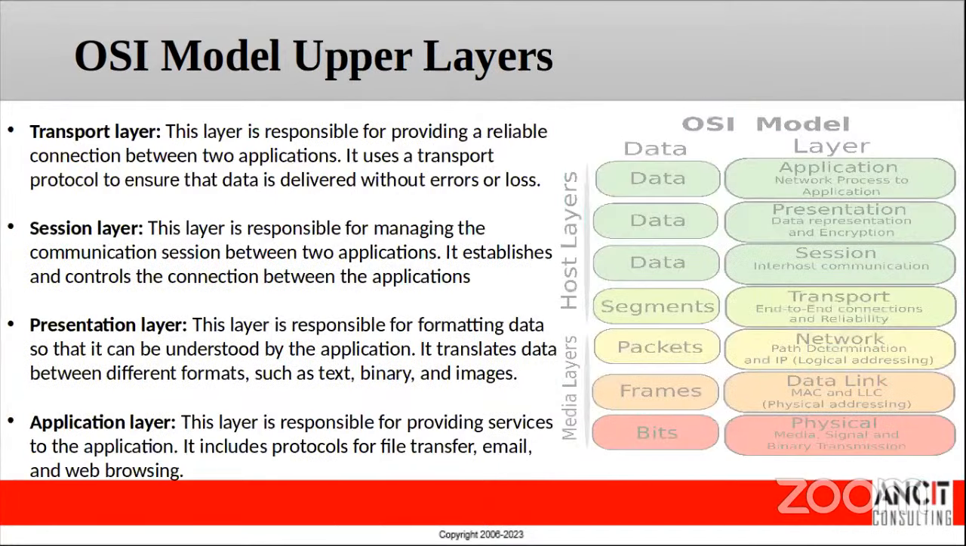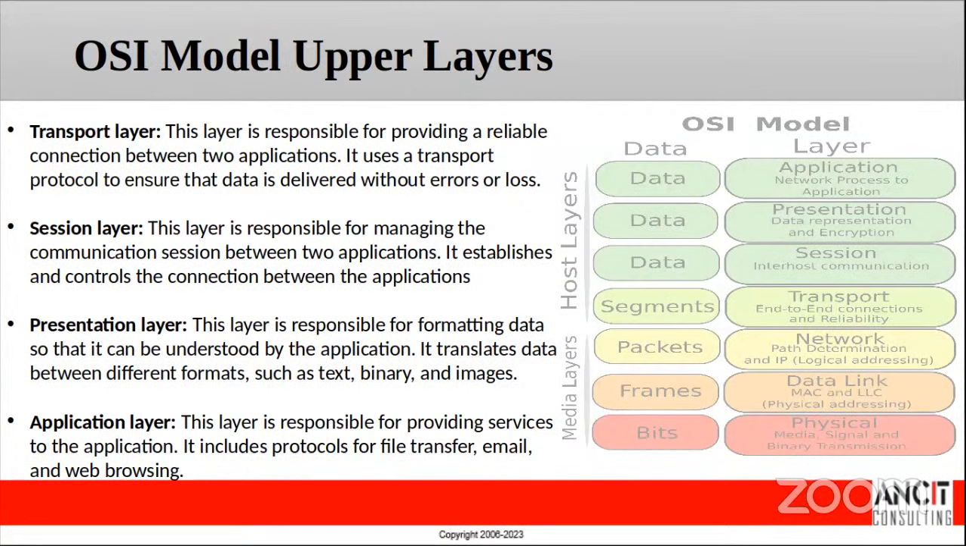The next one is the transport layer. This layer is responsible for providing a reliable connection between two applications. It uses transport protocols to ensure that data is delivered without errors or loss. The transport layer's work is to establish the connection between two applications, and to handle error recovery and retransmission of the data. This is the transport layer's work.